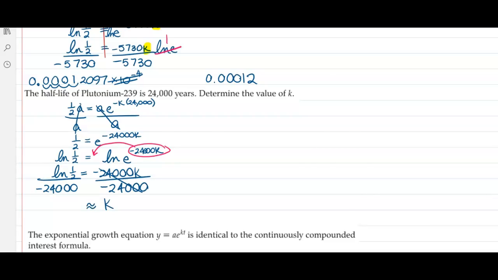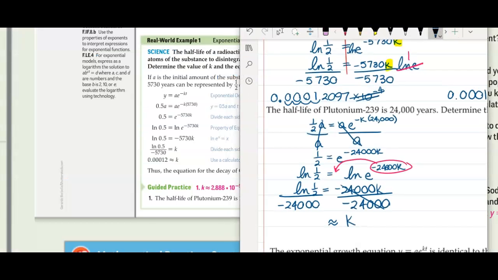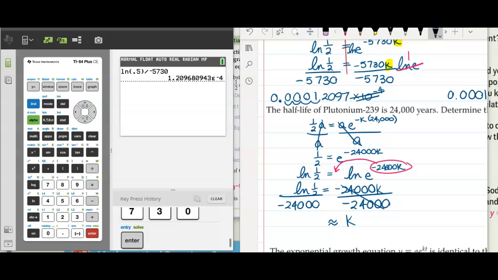K is approximately, let's check it on our calculator, the natural log of 1/2 divided by negative 24,000. It's an even smaller number, 0.0000123458 9. There we go. A very small number. A very, very, very small rate.